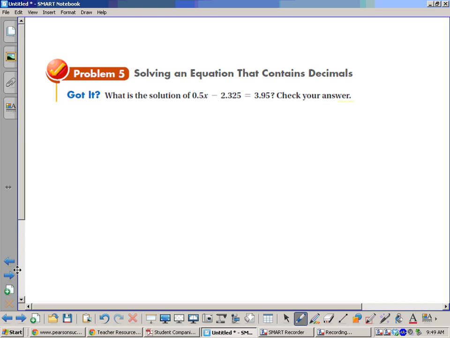Now we can go on to the decimal problem. And in the decimal problem, there's no like terms to combine, so we're just going to simply go through and try to solve for x. So we're going to be dealing with decimals. So most of you will be able to do this on your calculator. We're going to add 2.325 to both sides. That will drop this out of the problem.